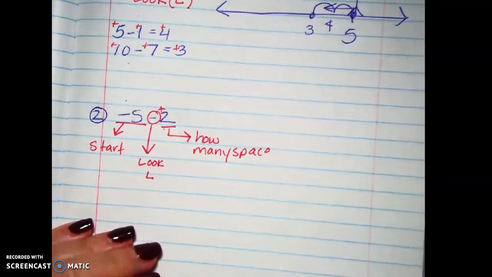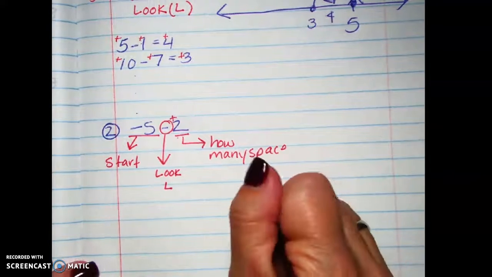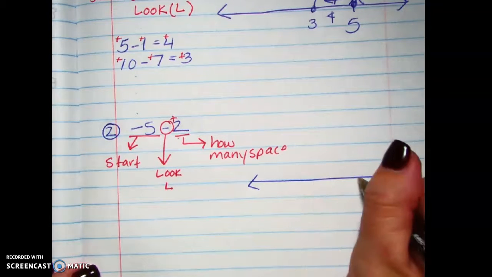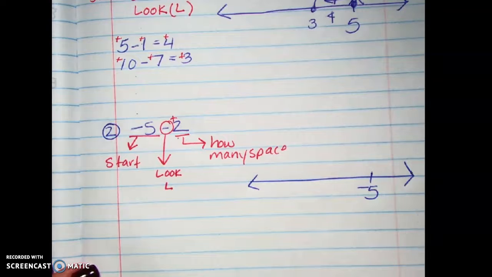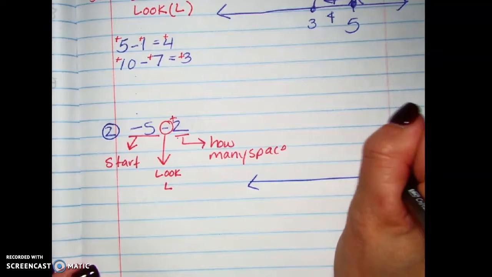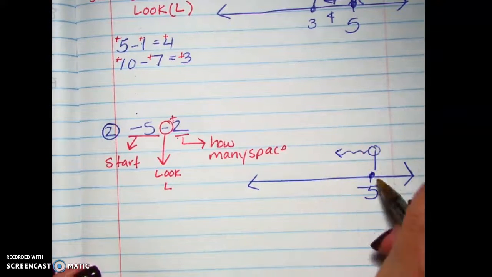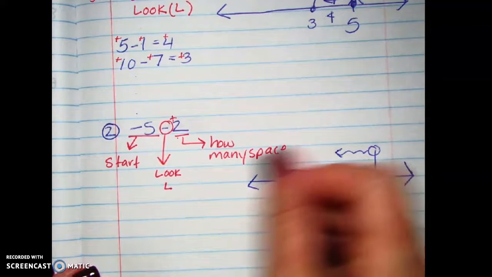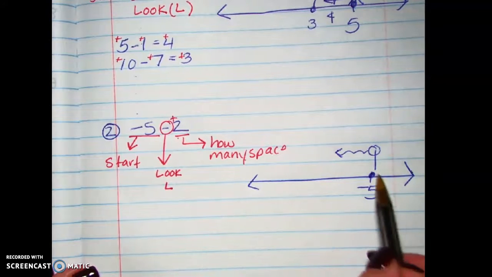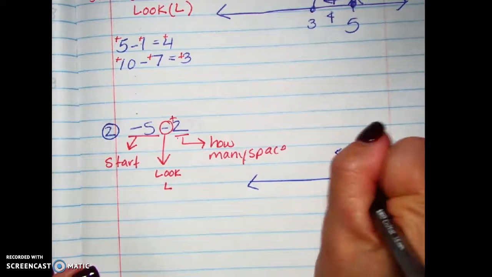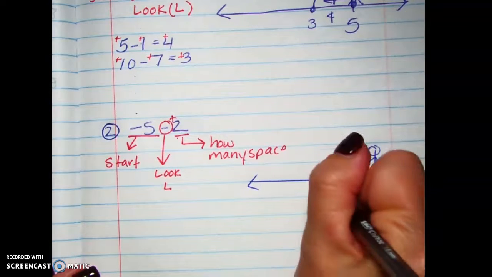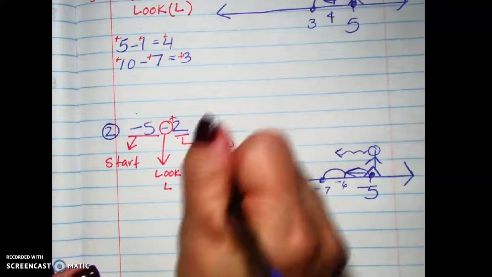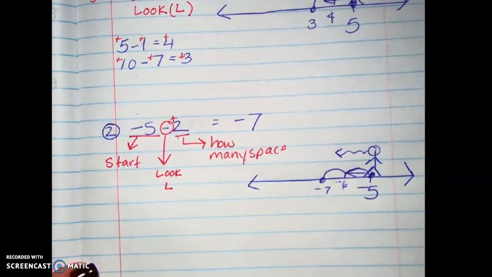So what does it look like on a number line? Well, it looks like this. I start at a -5. I put my dot there. My person is looking left because that's where negatives are, where we see the minus sign going. And I know I have to move 2 spaces, but in which direction? Well, I walk forward. So I'm going to go this way. Where do I end up on my number line? This is -6 and this is -7. So my answer is -7.